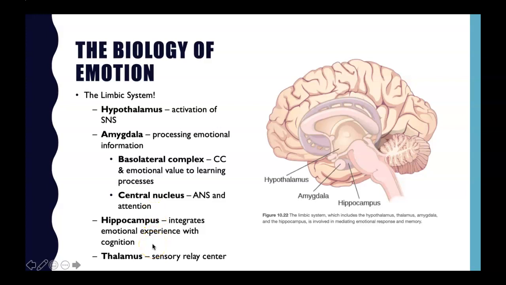And the hippocampus, remember, it has to do a lot with memory, but specifically with emotion. It's going to bring that emotional experience with cognition together. So that's how you learn from that subjective experience and learn how to apply that emotion later.